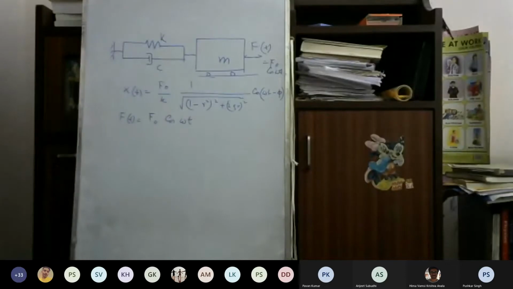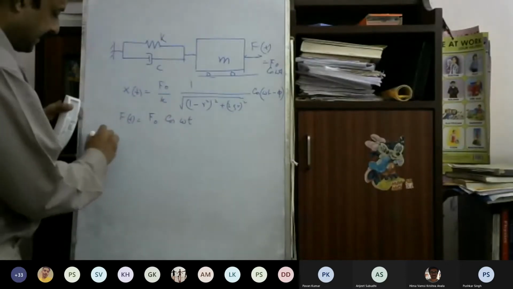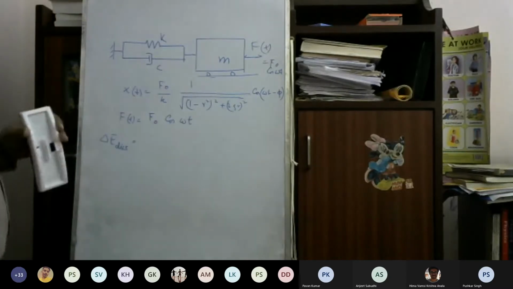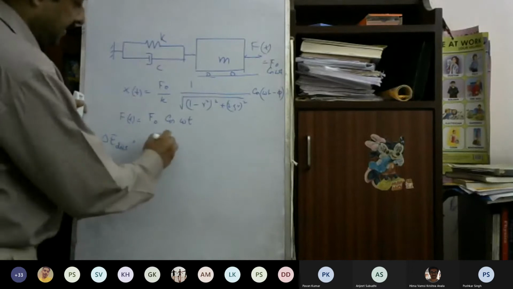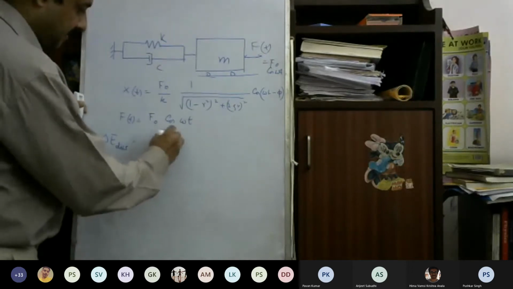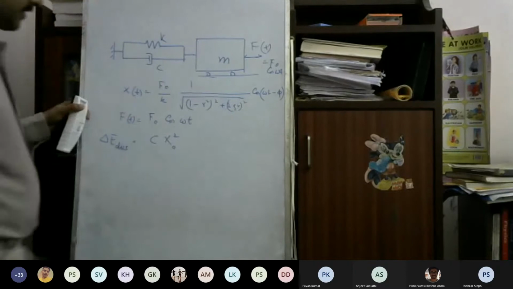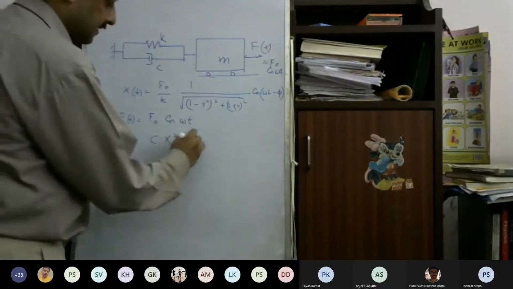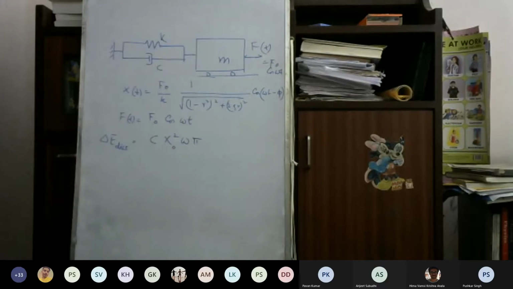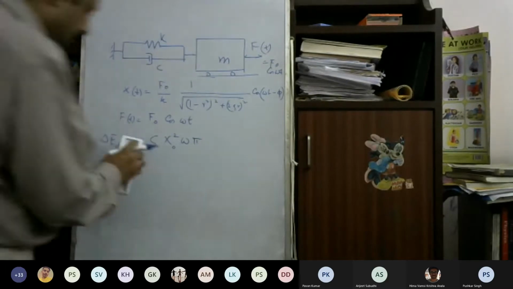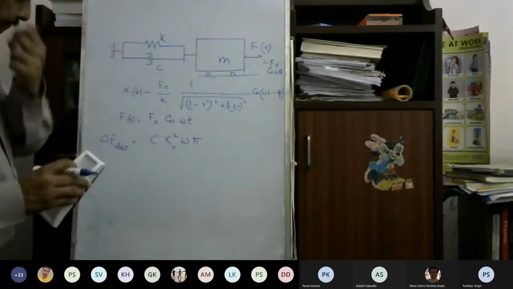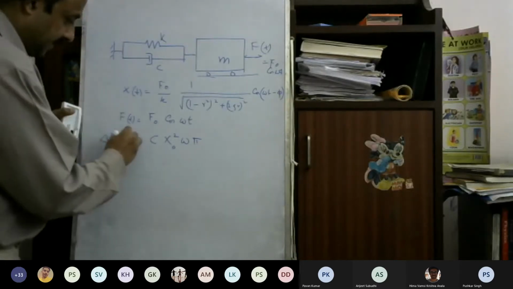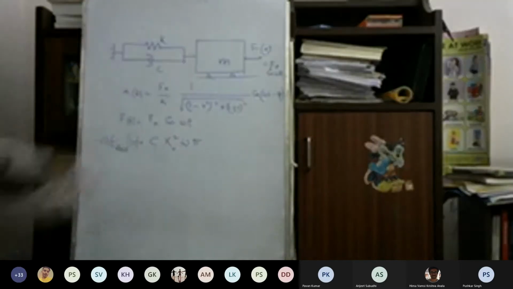All right. Now the energy dissipation, as I said, will be equal to C x naught square omega times pi. Energy dissipation is like that. So now you see, this is the overall energy dissipation, which is now a function of omega.